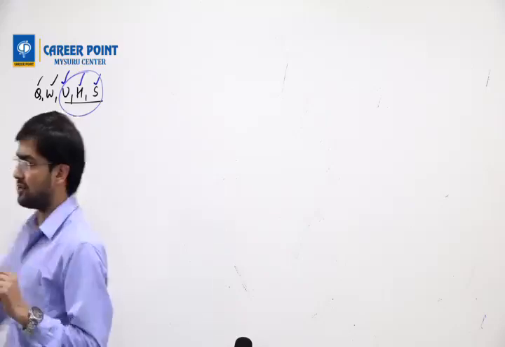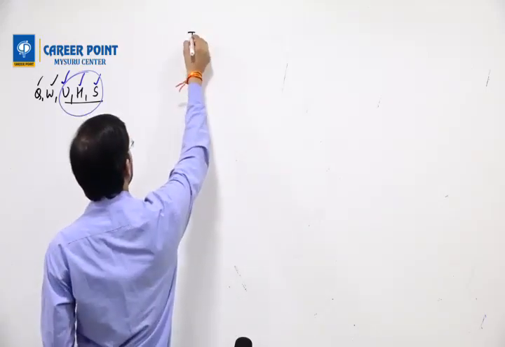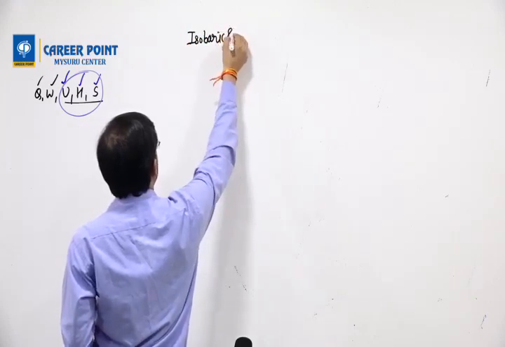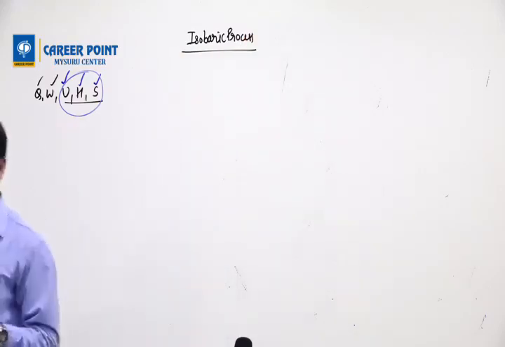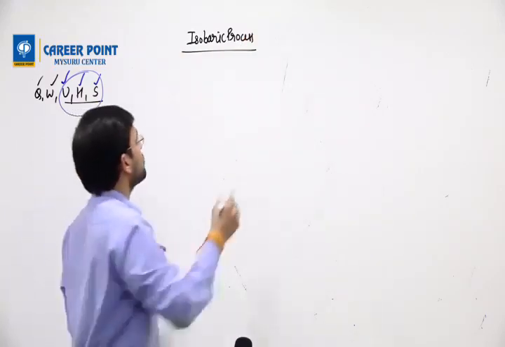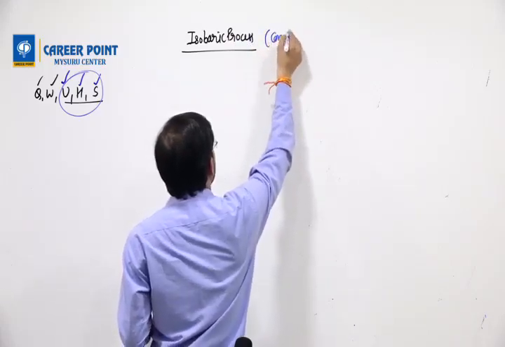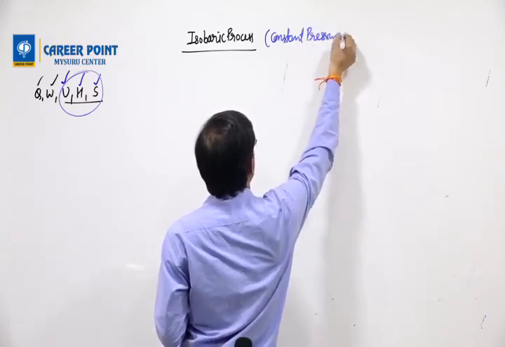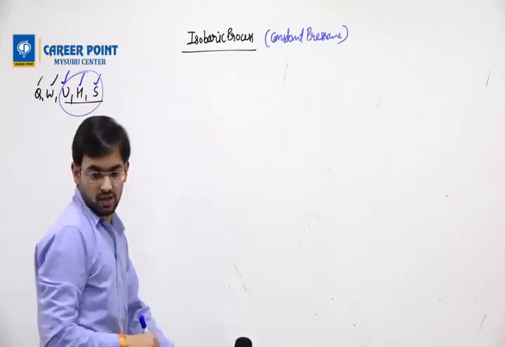Now once we finish isothermal process, the next process is known as isobaric process. In a case of isobaric, iso is same, bar is a pressure, so constant pressure. What we get? We get constant pressure.